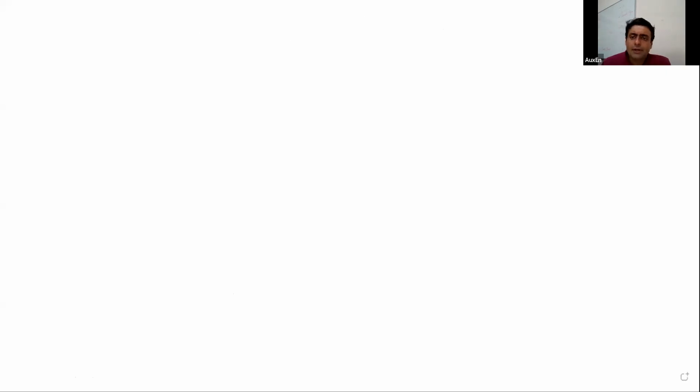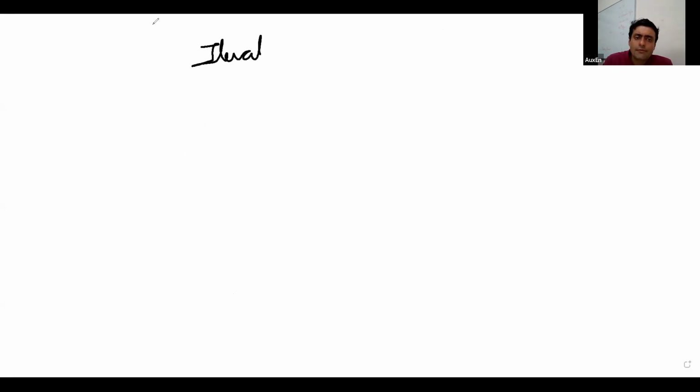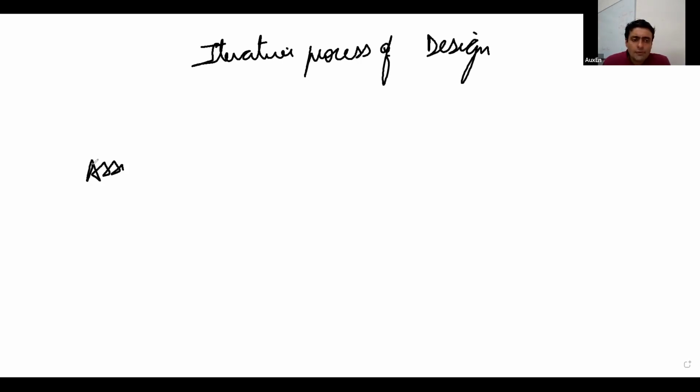So why is our design process iterative? Who can tell this? Iteration means where we have to do trial and error, where we have to do multiple iterations. So what do you mean by the iterative process of design? Tell me. We assume some initial section. After assuming the initial section, we do the analysis.